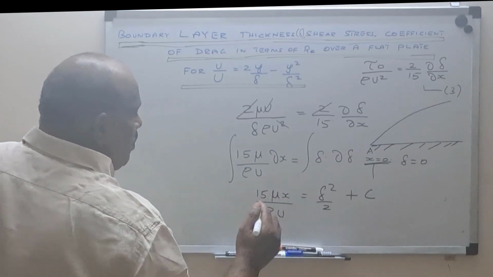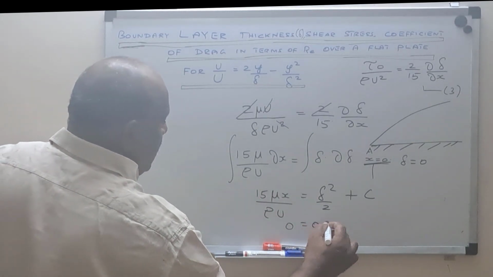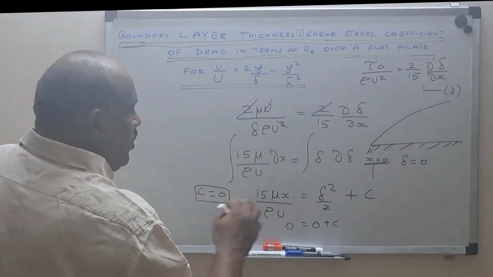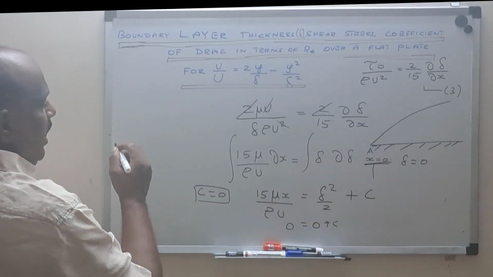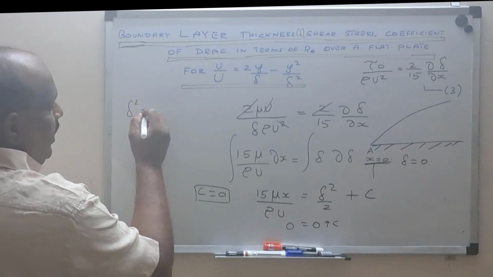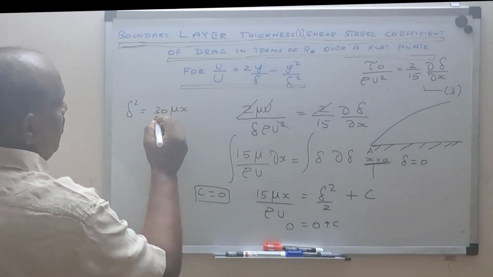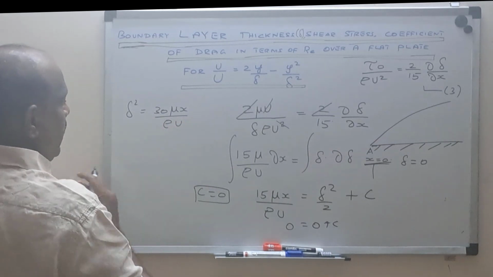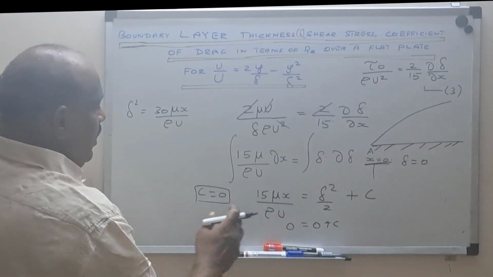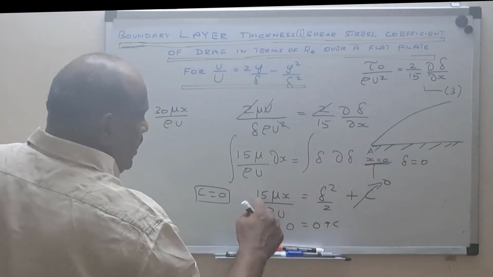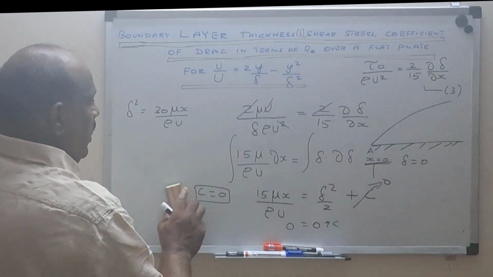Substituting this boundary condition, 0 will be equal to 0 plus c, which means the constant c equal to 0. So invoking c equal to 0 in this equation, I will end up with delta squared equal to 30 mu x by rho U. Just I cross multiplied. I used this equation and I made c equal to 0. So delta squared equals 30 mu x by rho U.